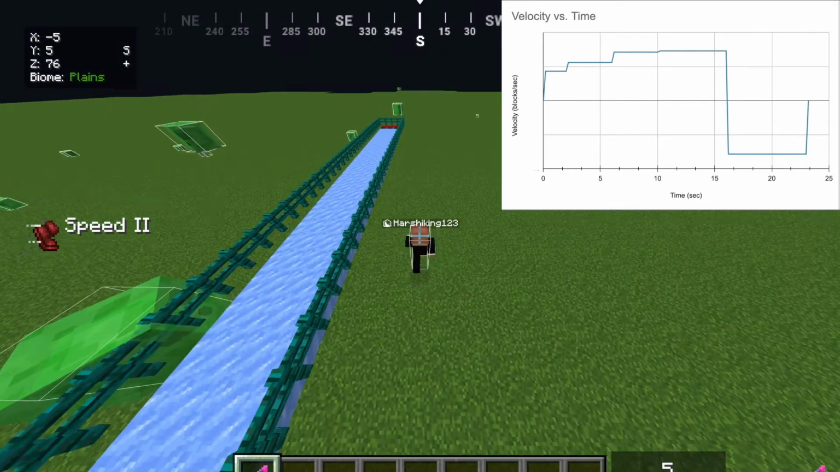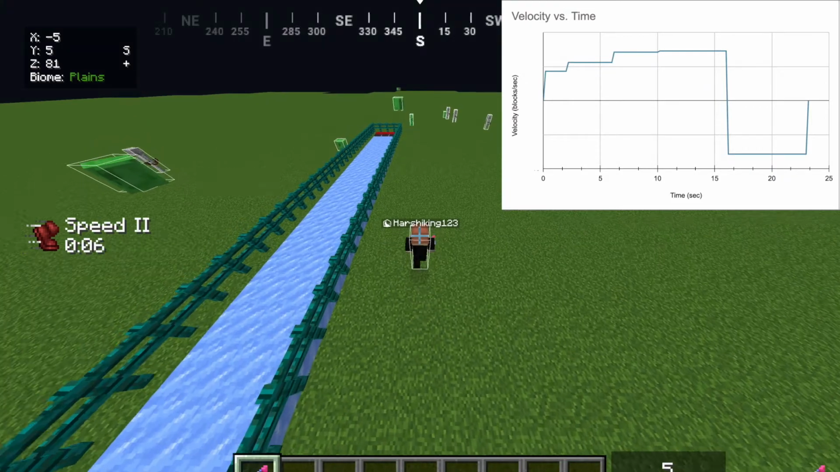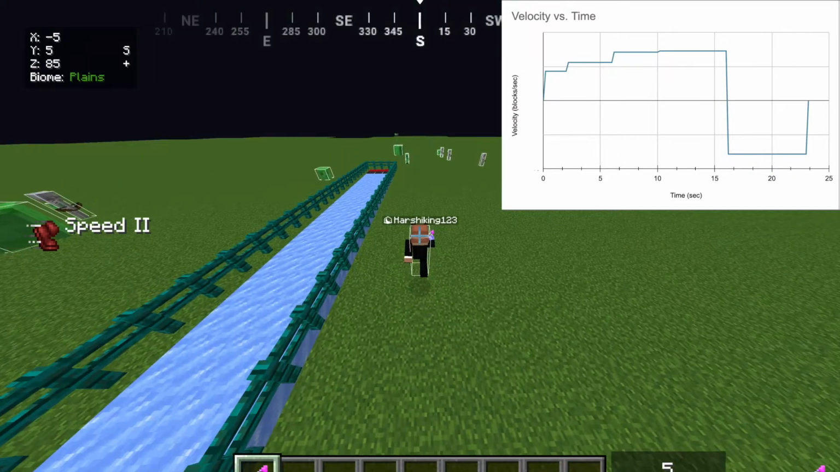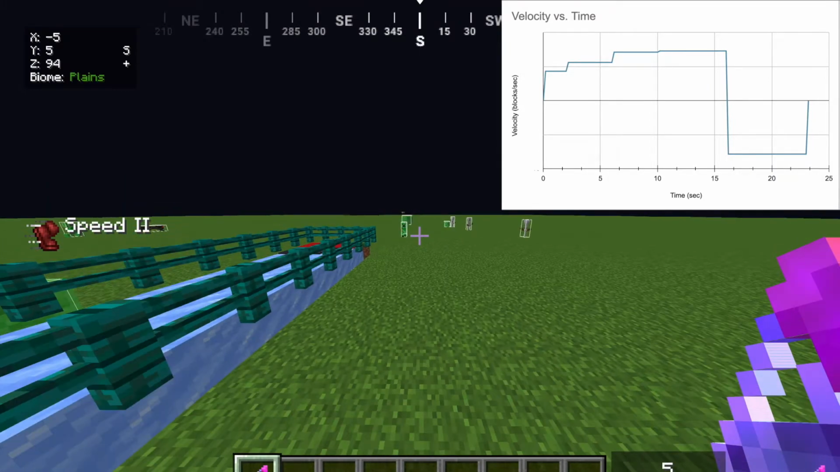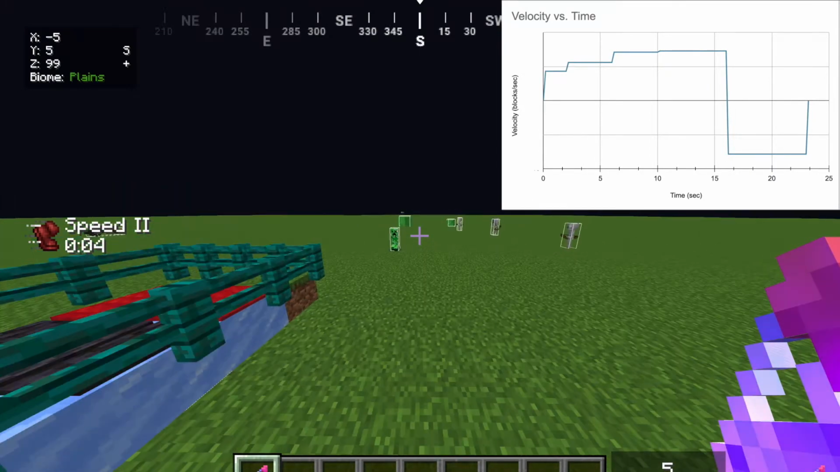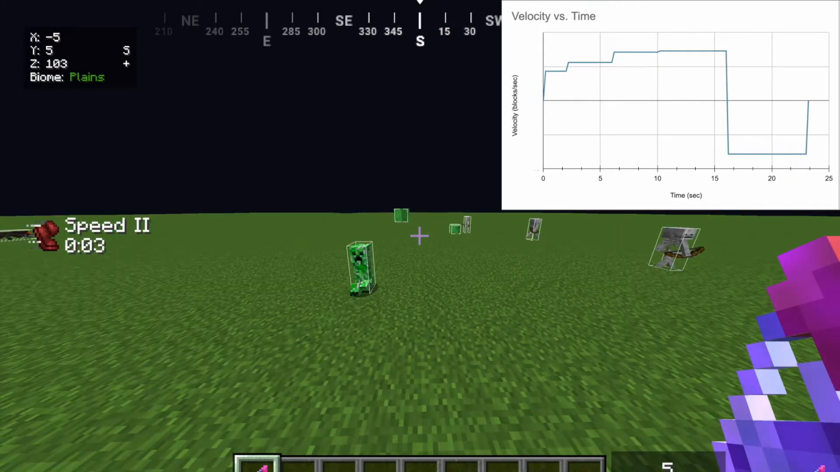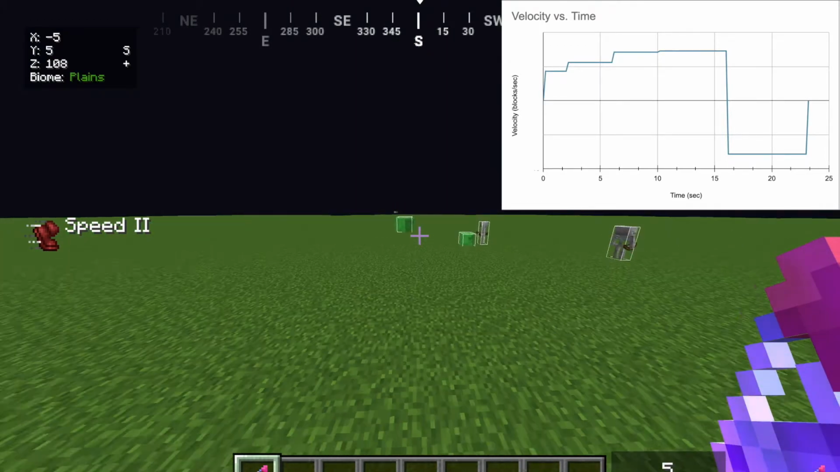Then when you turn around, you have negative velocity, and we have negative 7.857 meters or blocks per second when we turn around, and that's why we have a large dip to negative 7.857 blocks or meters per second. And then we eventually return back to 0 because at the end we stop.